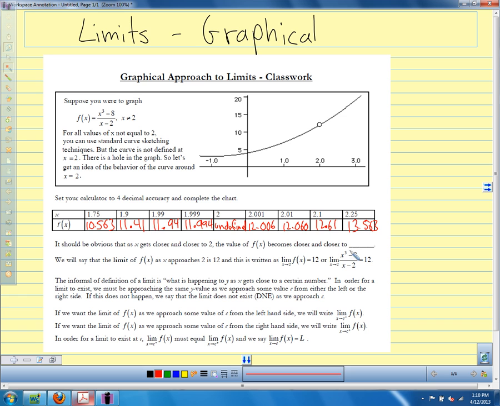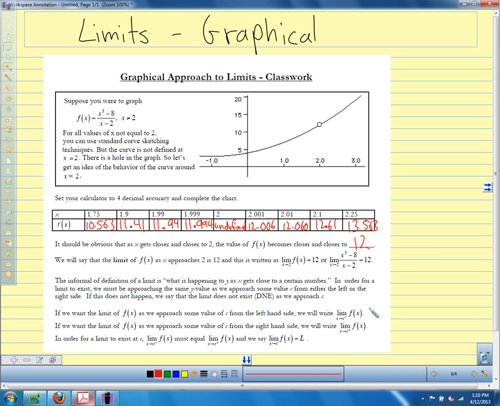So the idea of the limit here, we're talking about the limit as x gets close to 2. What does the function do as x gets close to 2? Well, as we get close to 2 from the left-hand side, we get closer and closer to 12. As x gets close to 2 from the right-hand side, I get closer and closer to 12. The function value gets closer and closer to 12. The next line says it should be obvious that as x gets closer to 2, the value of f of x becomes closer and closer to 12.